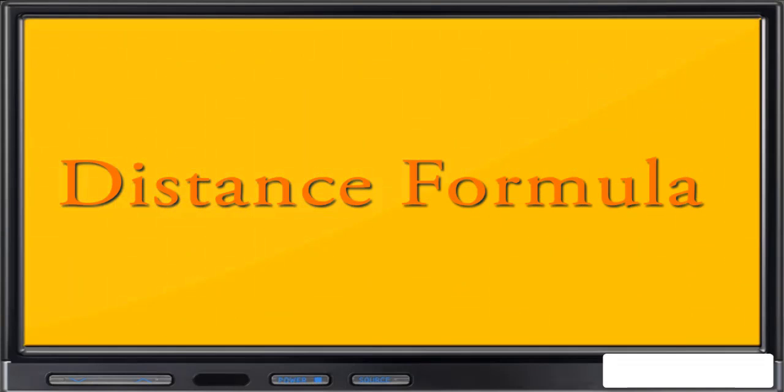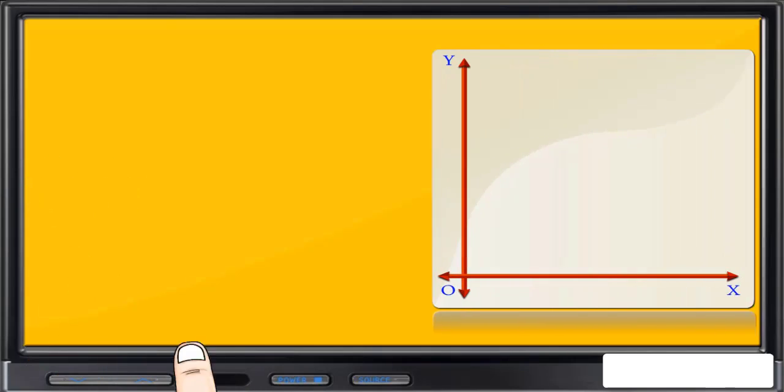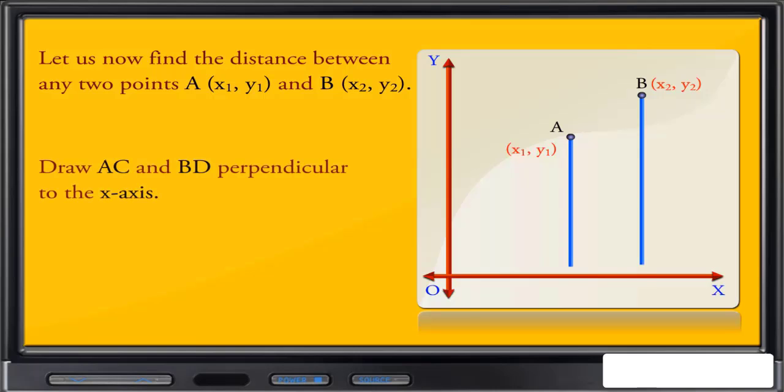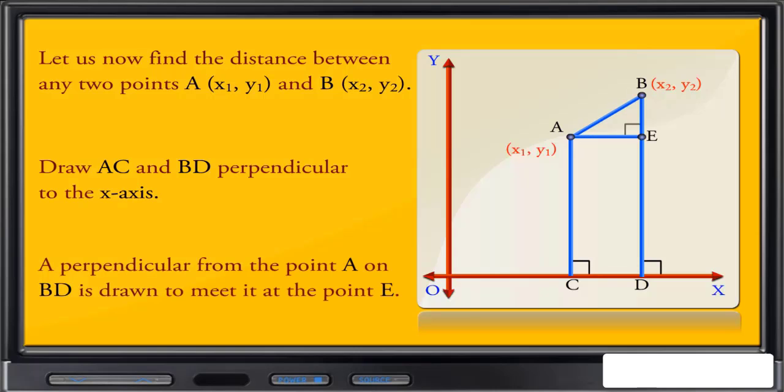In this module, we will learn about distance formula. Let us now find the distance between any two points A and B whose coordinates are x1, y1 and x2, y2 respectively. Draw AC and BD perpendicular to the x-axis. A perpendicular from the point A on BD is drawn to meet it at the point E.